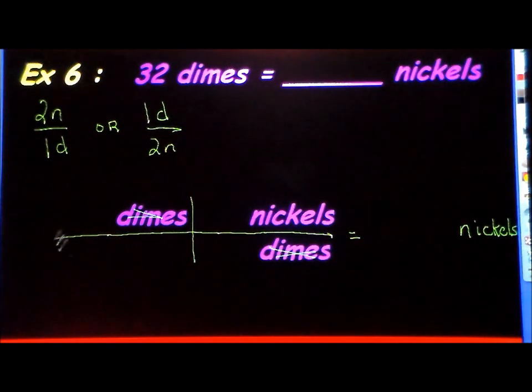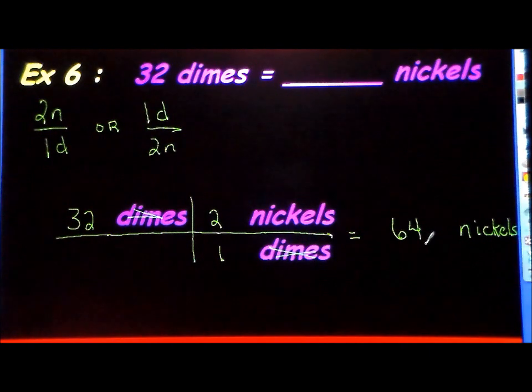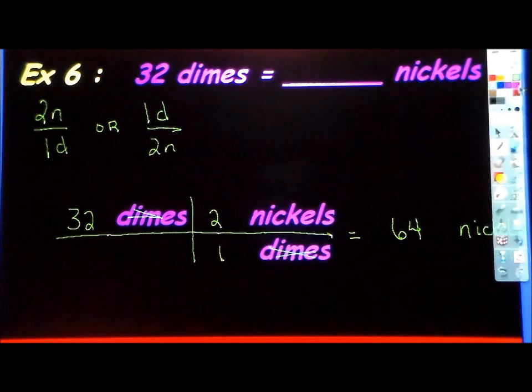So now let's fill in the numbers. We have 32 dimes because that's what was given to us in the problem. And now this is my conversion factor, and I want dimes on bottom, so I'll be using this one that says 2 nickels is 1 dime. And again, we don't need to go grab a calculator to do that. 32 times 2 would be 64. So that means if I had 32 dimes, that would be the equivalent amount of money to having 64 nickels.